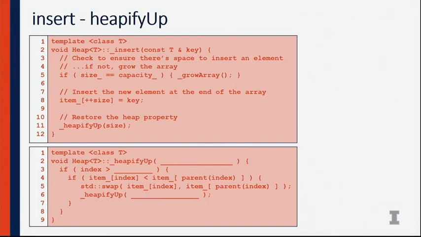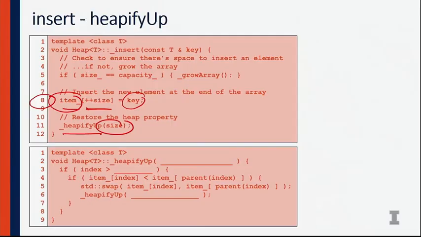The next line you're going to see is line 8. The item is going to be, this is our array. We're going to insert at the end of our array, the size of our array added by 1. We're going to insert the key at that location. Only then do we go ahead and heapify up.